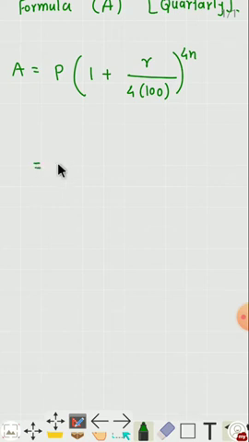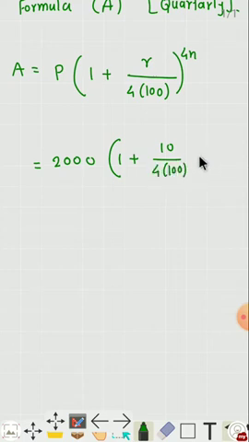And it is equal to 2000 into bracket 1 plus R, which is 10, divided by 4 into 100, raised to the power 4 into n. So what is n? n is 3 by 4 years.